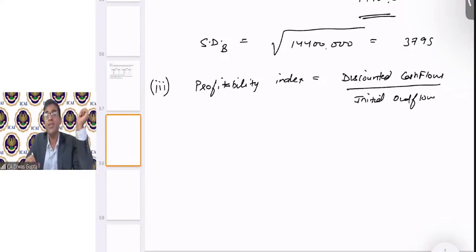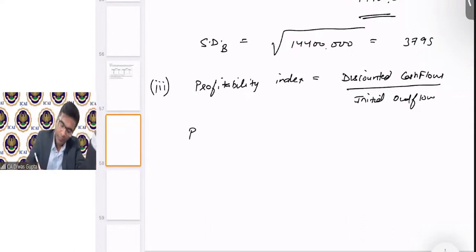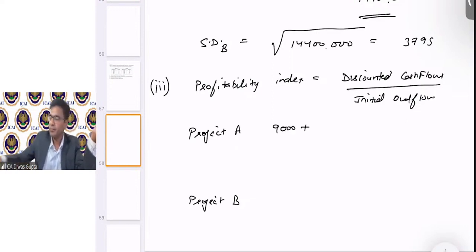So do you have the discounted cash flows? No. Do you have initial outlay? Yes. But instead of discounted cash flow, what do you have? You have an NPV. So if you add NPV to the initial outflow, you will get the discounted cash inflow, right? Project A, project B. What is our expected NPV of project A? 9,000. Yes, Mansha, you're right. Present value of cash inflows divided by present value of cash outflows.